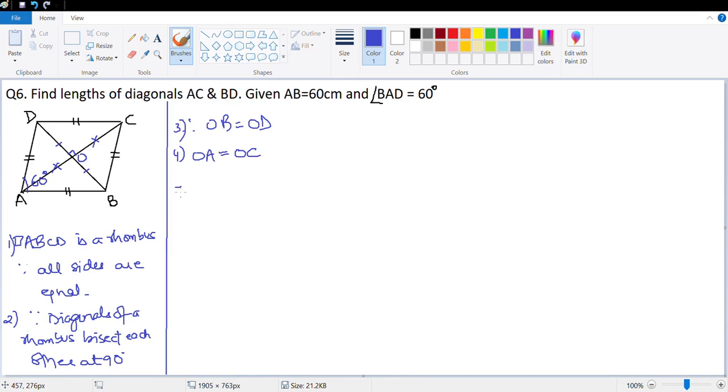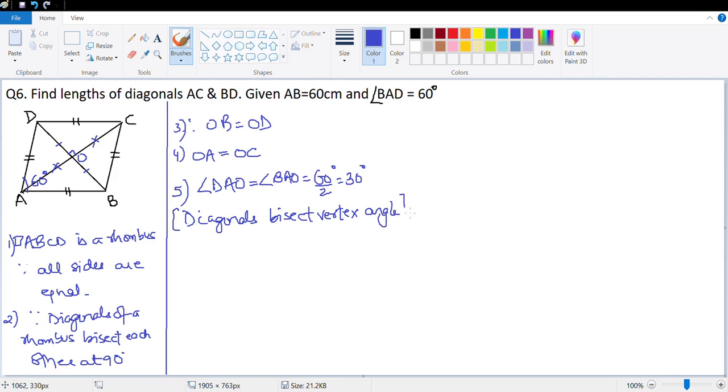Next, we still need to find one angle, a reference angle. So angle DAO is equal to angle BAO is equal to 60 degree upon 2 is equal to 30 degree. The reason: diagonals bisect the vertex angle. So that's why each angle here is 30 degree. Let's mark this angle as 30 degree. Now for right triangle AOD, I have angle A as the reference angle. Each side is given equal to 60.